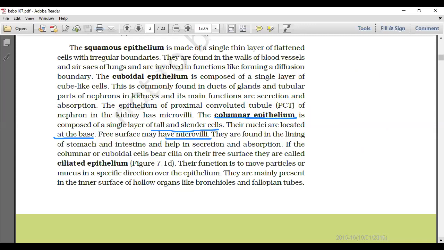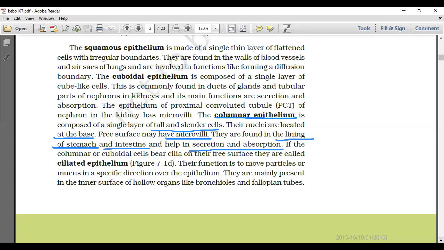Simple columnar epithelium is found in the lining of stomach and intestine and helps in secretion and absorption.